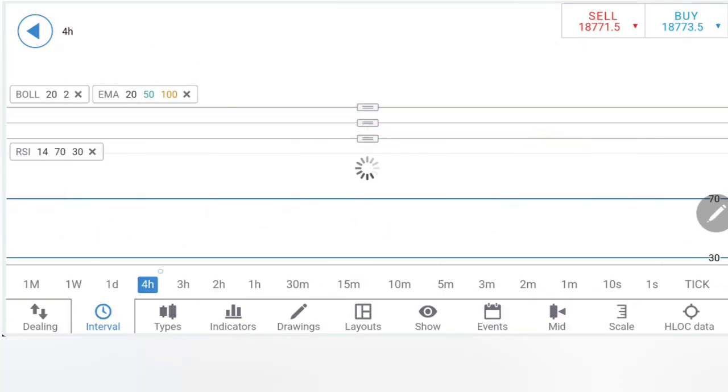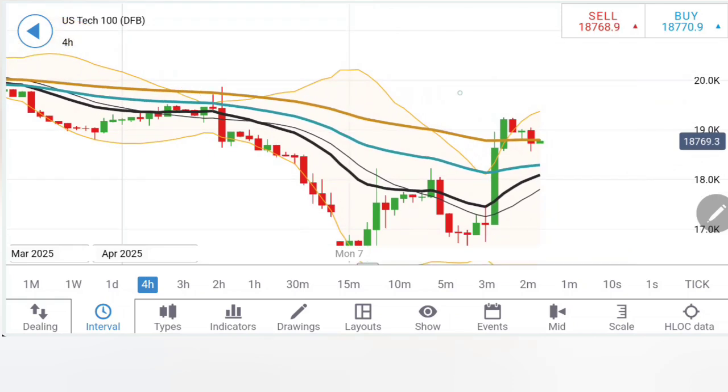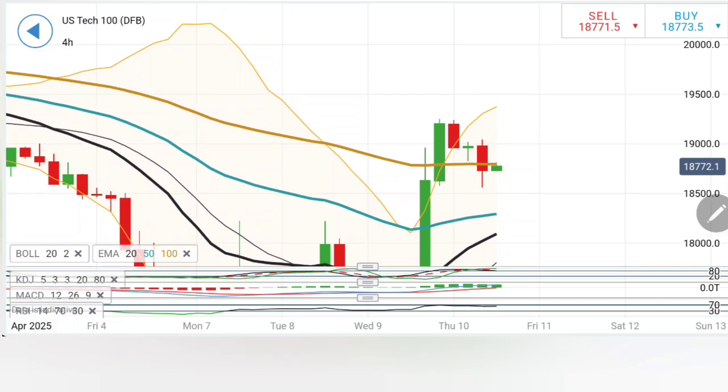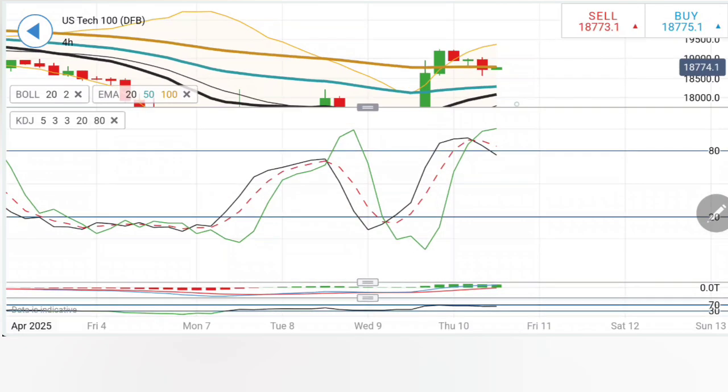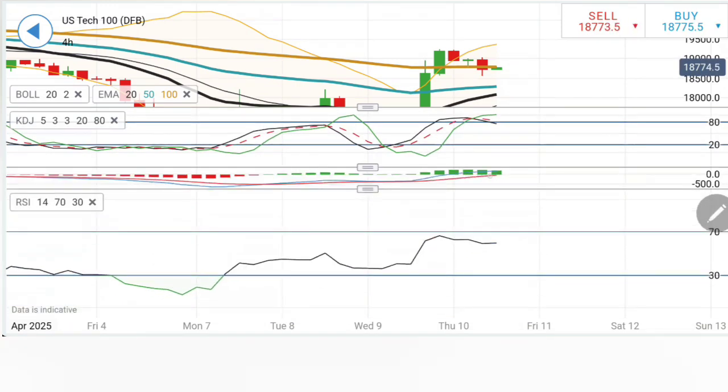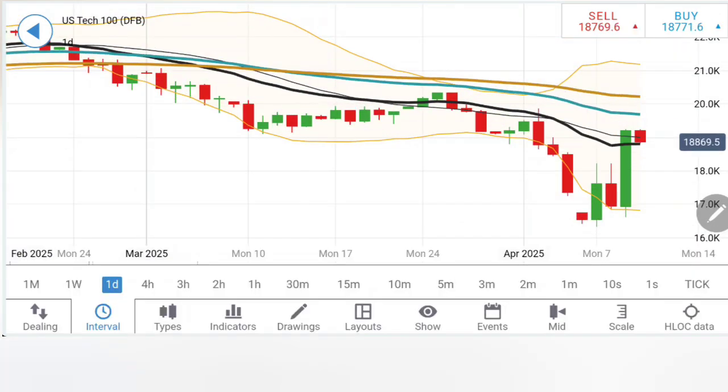MACD is in green, stochastic dropping, RSI flat, and on the 4 hour, you can see the observation is more or less same, preceding two candles of retracement. If it breaks out beyond 19,000, 19,050, stay bullish for 19,200 and plus levels. Yes, the indicators, specifically the stochastic is at overbought zone, while the MACD and RSI still have much room on the upside.